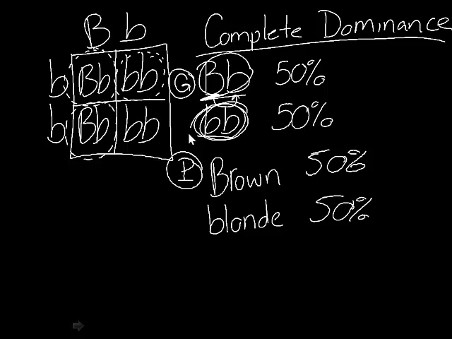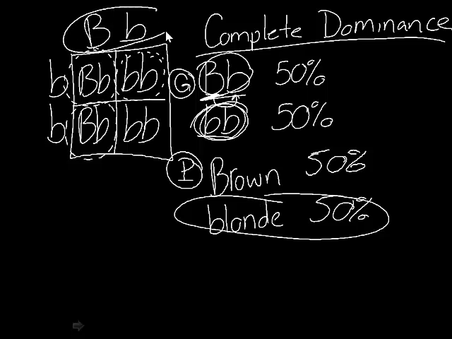All right. So the answer to the question, again, the question was, what's the possibility of us having a child with blonde hair? The answer is 50%. There's a 50% chance that you would have a child with blonde hair if you had these parents, a heterozygous brown-haired woman and a blonde-haired man. That's how you figure out using a monohybrid cross. Thank you.